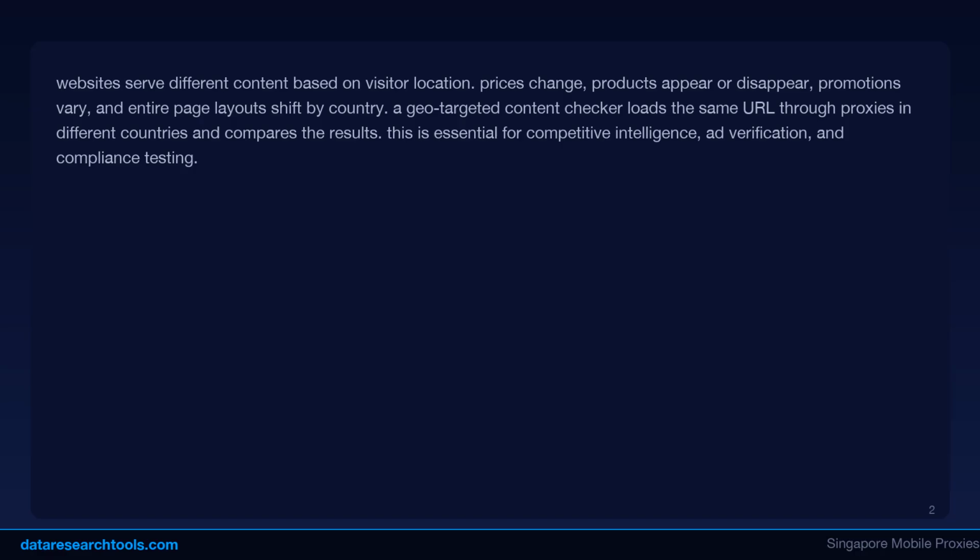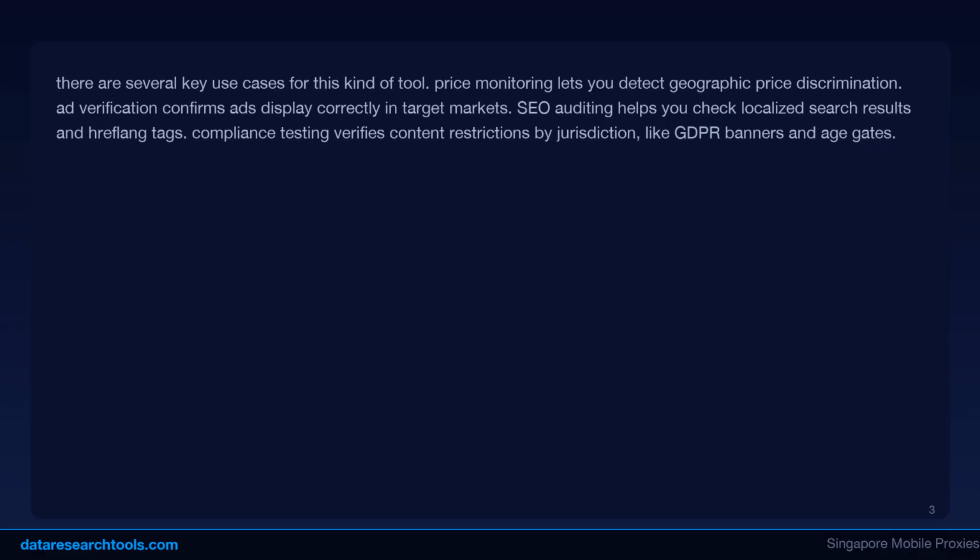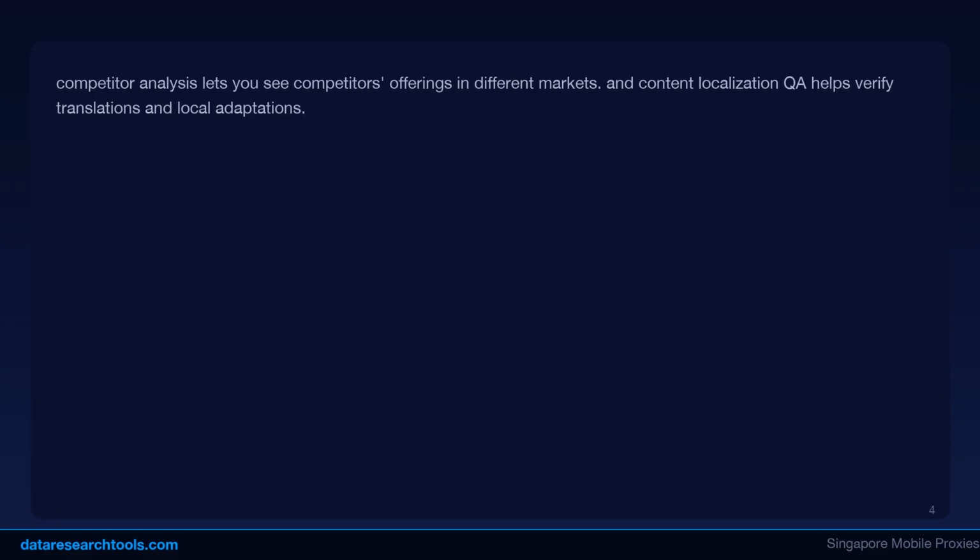Let's start with why you need geo-targeted content checking. Websites customize content by location for several reasons. E-commerce sites show different prices and currencies by country. Streaming services vary their content libraries by region. News sites may show different stories based on location. Advertisers serve different ads to different geos. And search engines return different results based on where you search from. If you're monitoring any of these, you need to see the content as users in those locations see it.